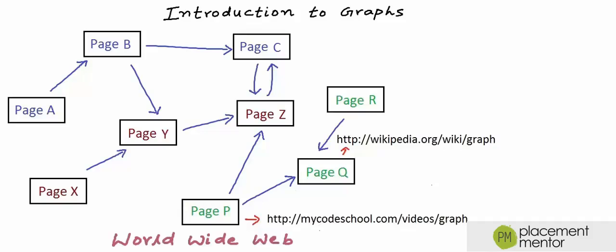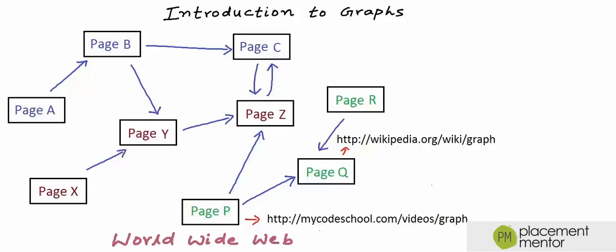But Wikipedia has not reciprocated to my favor by putting a link back to my page. So if you are on page Q, you cannot click on a link and come to page P. Connection here is one way. And that's why we have drawn a directed edge here.